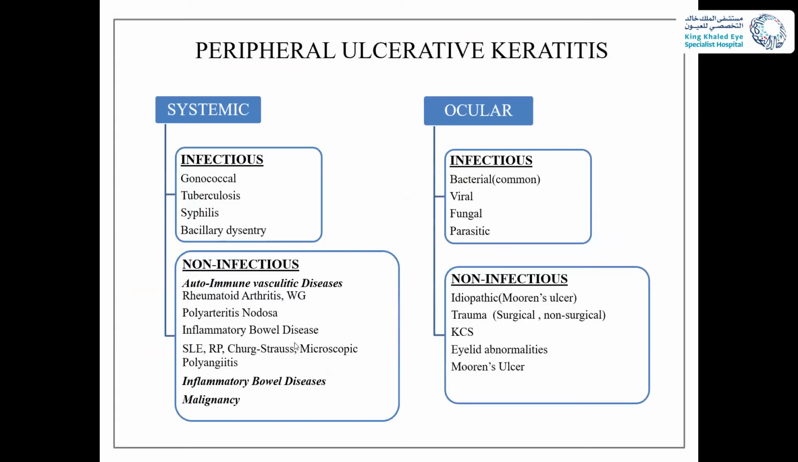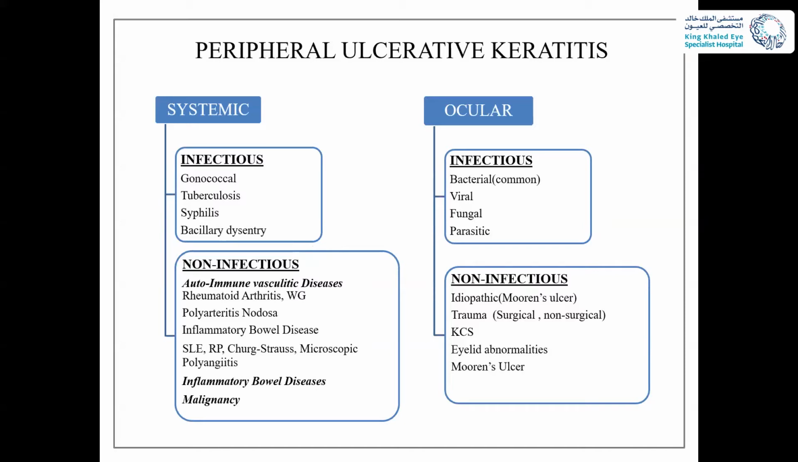Now, when we would like to approach a PUK, we have to know whether it is because there is a coexisting systemic condition, or it is just an ocular condition. Ruling out a systemic condition is a very important step. Systemic infections like gonococcal, TB, syphilis, and dysentery are the commonest four infectious causes of peripheral ulcerative keratitis. The non-infectious causes are mainly autoimmune.